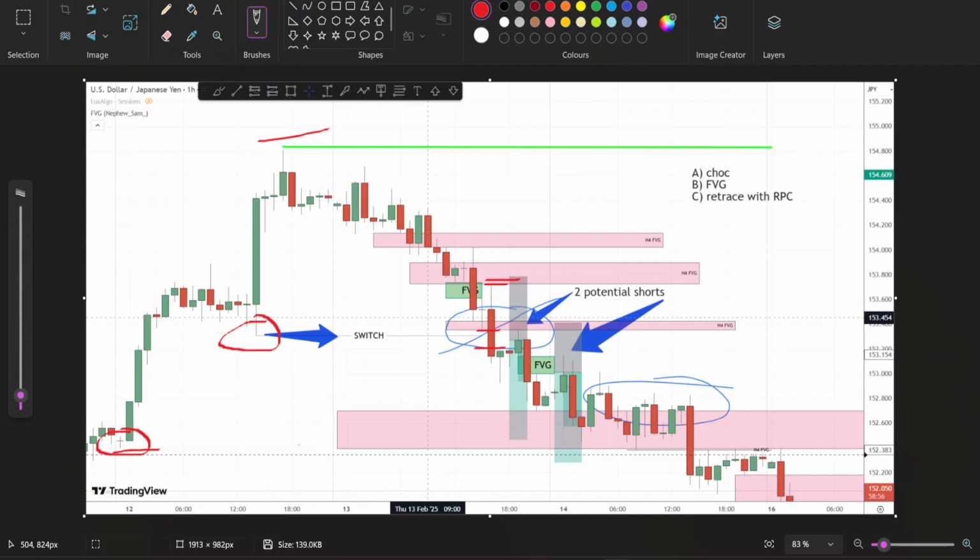So this coincides with this thing. Also, this one is a little bit lower, but it's the same structure, so basically the same targets, right? So we have a gap, we retrace, we go back into it with a limit order, and enter, and go further down.